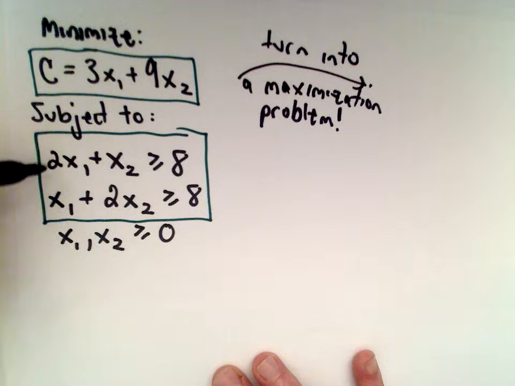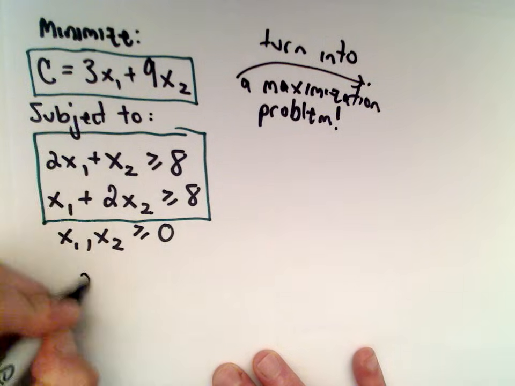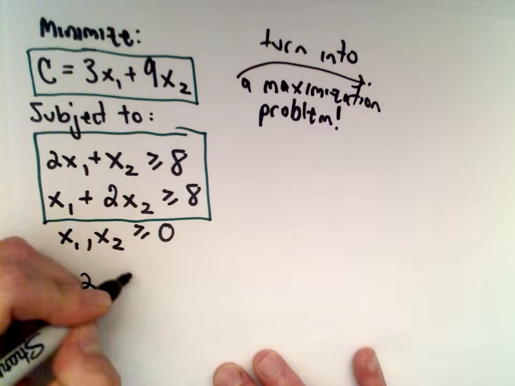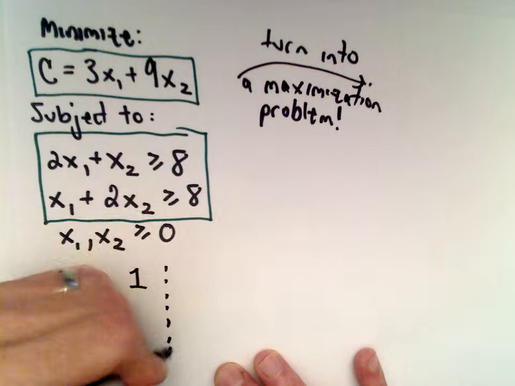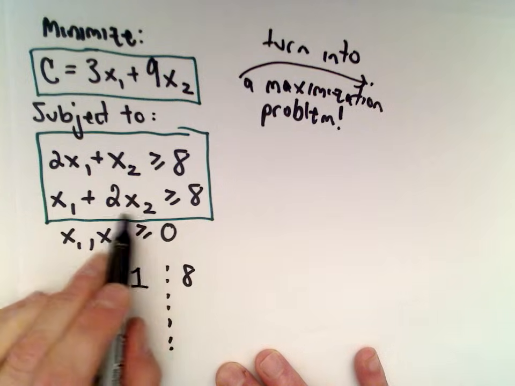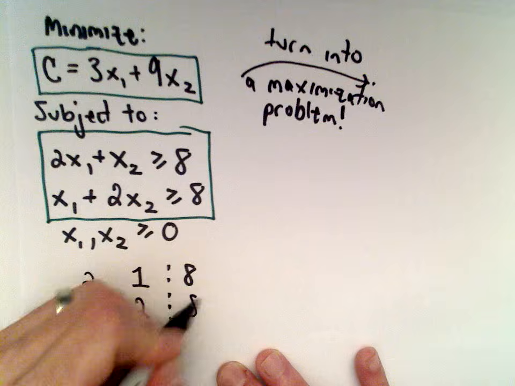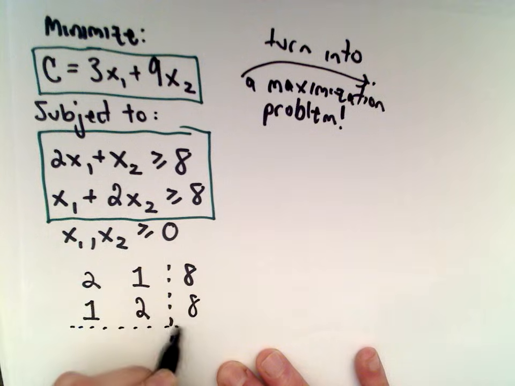The first thing we do is take our constraints and look at the coefficients. So I've got a 2, I've got a 1, and I'm just going to put a little dashed line here. Then I have my constant of 8. In front of x sub 1, I've got a 1. In front of my x sub 2 in my second constraint, I've got a 2. Again, I've got another 8. I'm going to put a little dashed line.